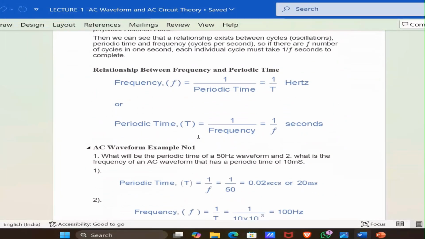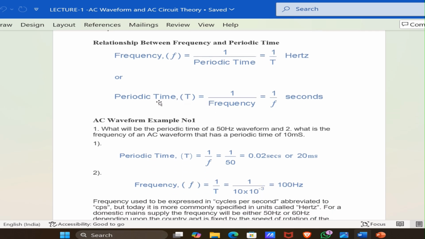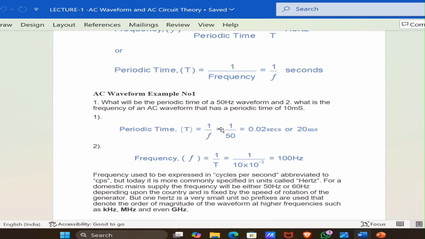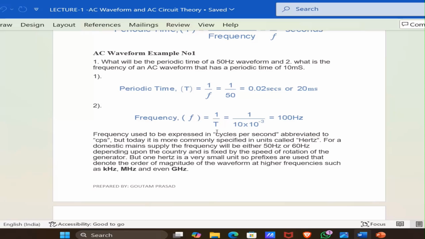So frequency is sometimes shown as the inverse of the time period. Time period or periodic time are the same thing. So periodic time is shown by T, and f thus becomes 1 upon T. And if you interchange, T becomes equal to 1 upon f. That's the relationship between time period and the frequency. So this is used sometimes for the calculation of frequency or time period, vice versa.